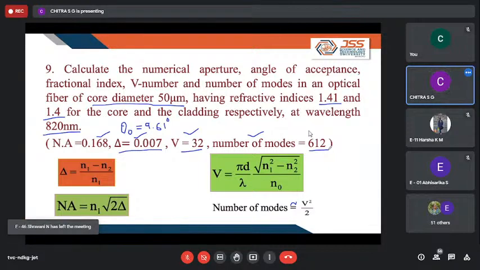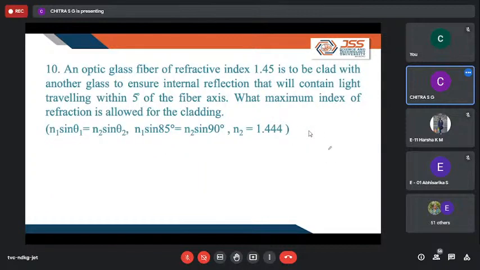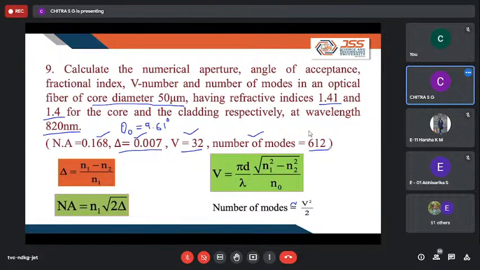Is it done? Yes, I'll move to the next one. You write down the answer for V and number of modes and check with that answer. Yes, I'll proceed further. Write down the next one.